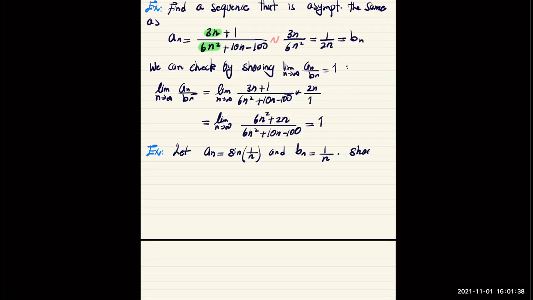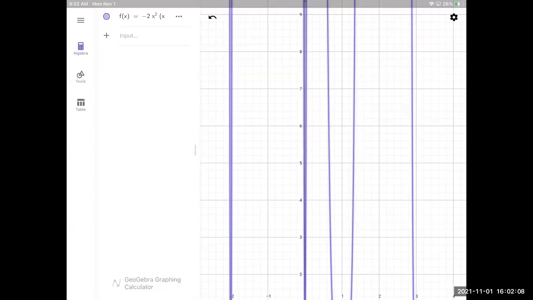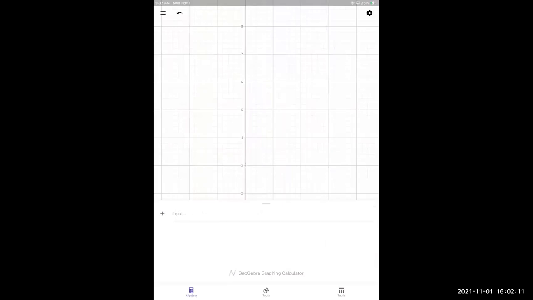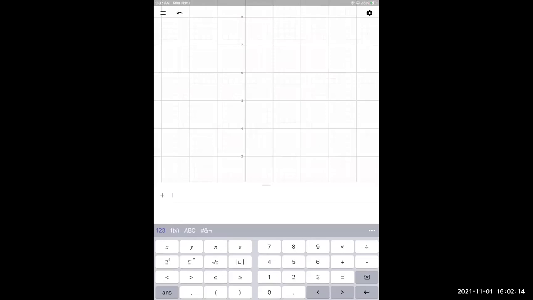So let b sub n be 1 over n. We're going to show that a sub n, sine of 1 over n, is asymptotically the same as b sub n, or 1 over n. In the long run, sine of 1 over n is going to behave like 1 over n. Don't believe it? Well, let's graph it. I'll just go to GeoGebra right here. Let me delete that. Let's plug in sine of 1 over n, or 1 over x. Sine 1 over x.